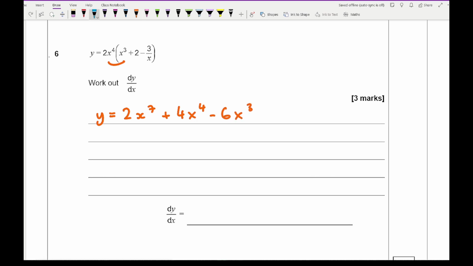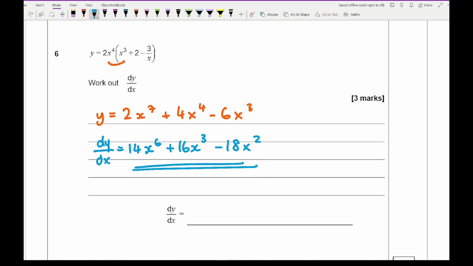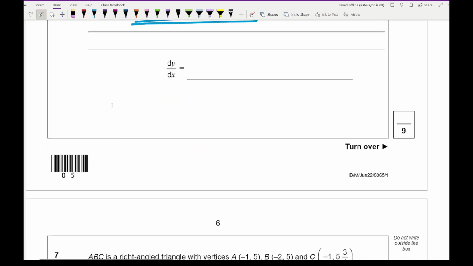Then I can differentiate. So remember, with the rules of differentiation, you move the power to the front and lower the power by 1. So that's going to be 7 times 2, which is 14, x to the power of 6 plus 16x to the power of 3 minus 18x to the power of 2. And there is my dy dx value.